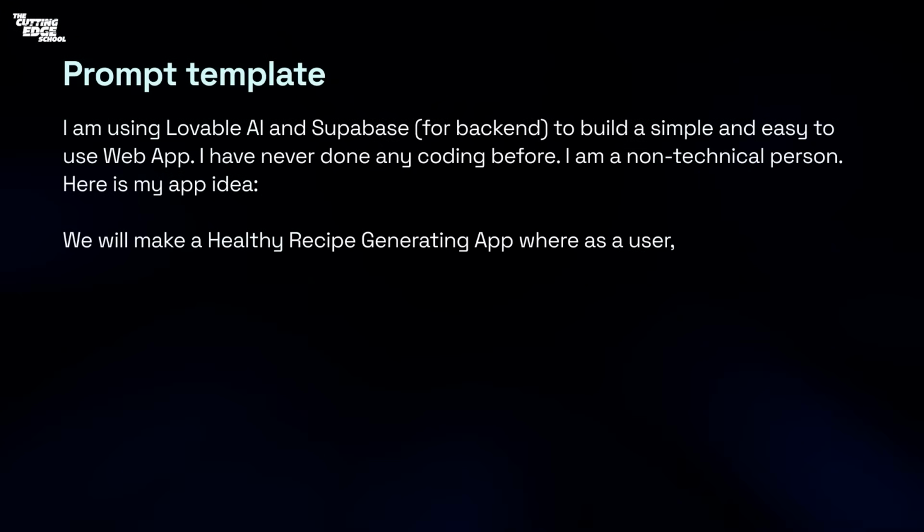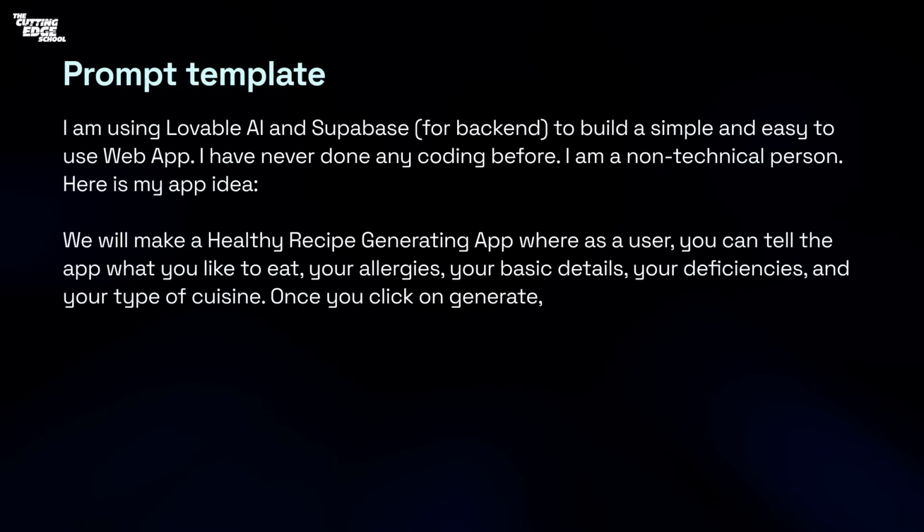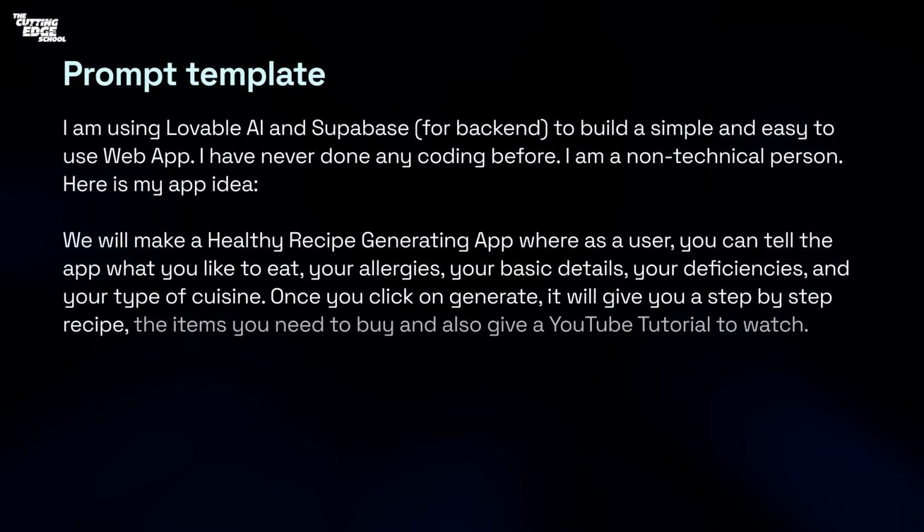And if you want to explore other app ideas, this is where you can fine tune and have a different idea. We will make a healthy recipe generating app where as a user, you can tell the app what you like to eat, your allergies, your basic details, your deficiencies, and your type of cuisine. Once you click on generate, it will give you a step-by-step recipe, the items you need to buy, and also give a YouTube tutorial to watch.